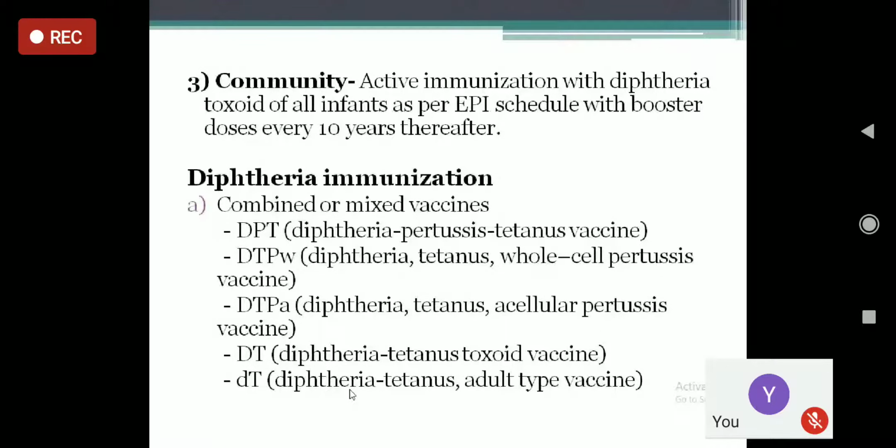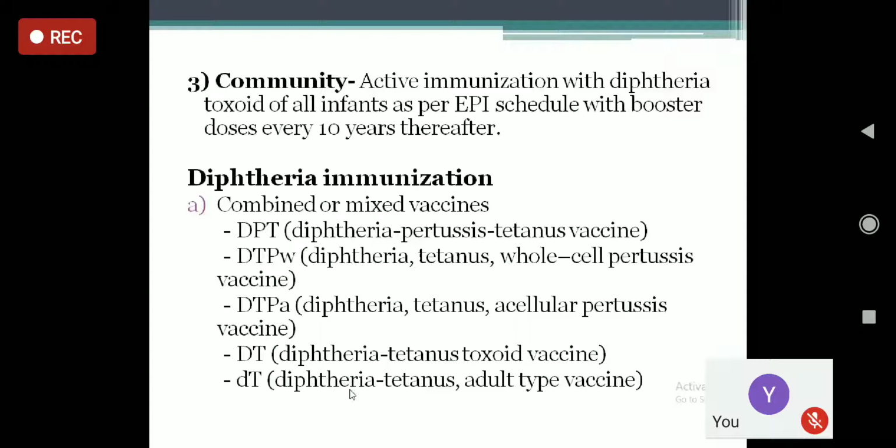So for the community, how to control diphtheria in the community? By active immunization with diphtheria toxoid of all infants as per the expanded program on immunization schedule. So national immunization program and expanded program on immunization, don't get confused with that. This is the national immunization program, but it was expanded later on. Vaccines against many communicable diseases were added to that schedule. That's why it's known as the expanded program on immunization, with booster doses every 10 years thereafter.